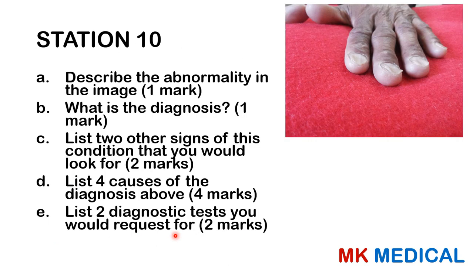Coming to the last station, describe the abnormality in the image. What is the diagnosis? List 2 other signs of this condition that you would look for. List 4 causes of the diagnosis above. List 2 diagnostic tests you would request for. You may pause the video, look at the picture, and write down your answers. And here comes the answer.